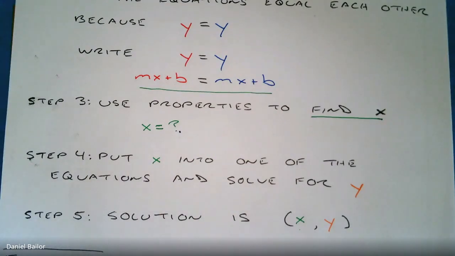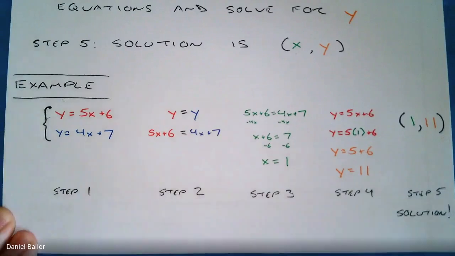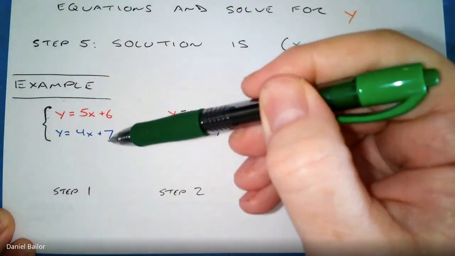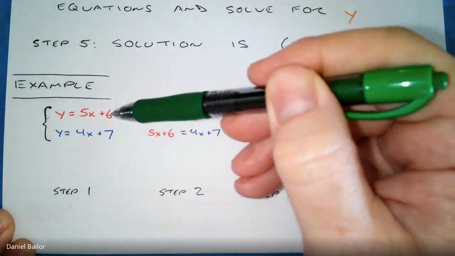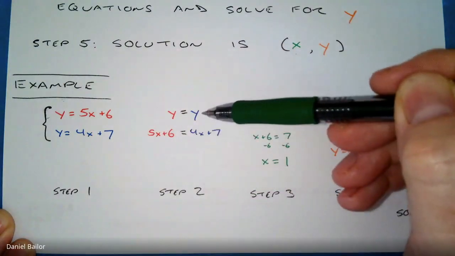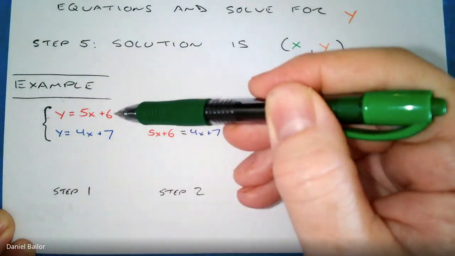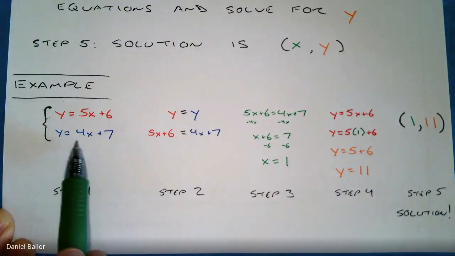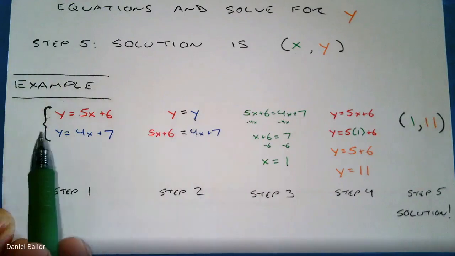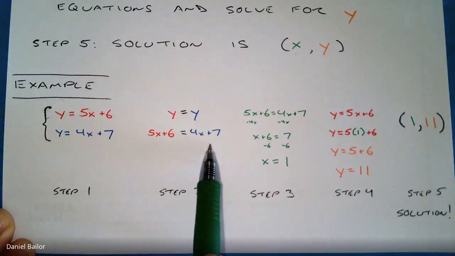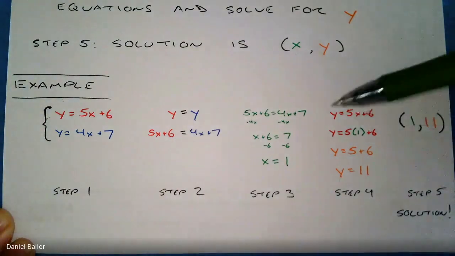I know that was a lot of writing. Let me show it to you with an actual example so you can see what I'm talking about here. Here's our example. We have a system, and both the red and the blue are in slope-intercept form. So that's step 1. Step 1 is just having a system in slope-intercept form. Step 2, y equals y. So the red expression equals the blue expression. So we had y equals 5x plus 6. We have y equals 4x plus 7. Because y equals y, they're in a system, so y equals y. We get 5x plus 6 equals 4x plus 7. That's step 2.